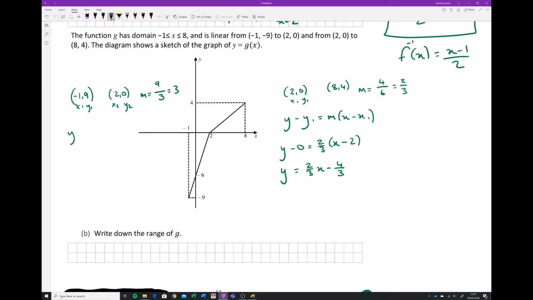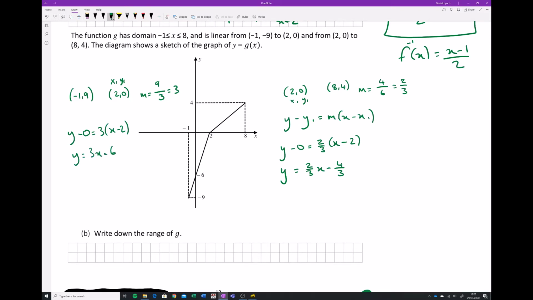So we get y. I think I will choose my x1, y1 actually to be this one here. It's just a little bit easier. So y minus y1, so that's y minus nothing, is equal to m times x minus x1. So we get y is equal to 3x minus 6.